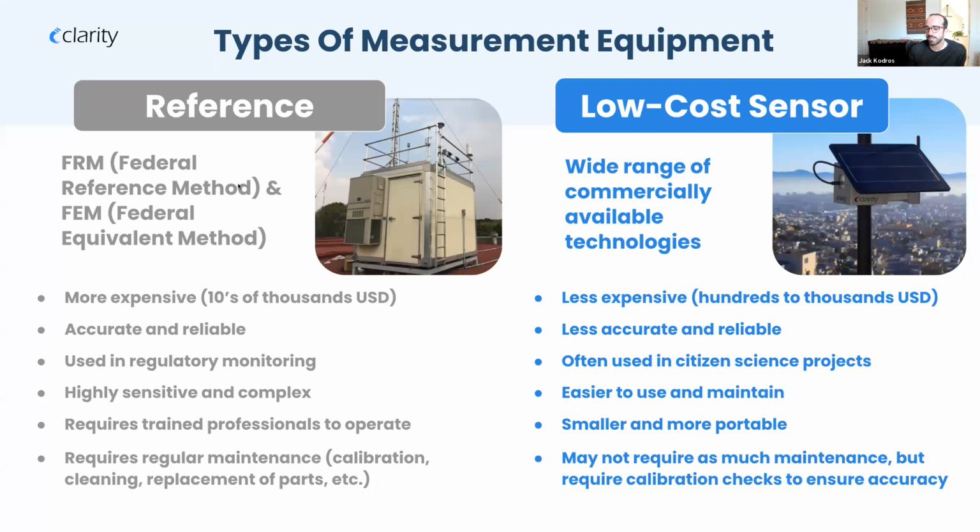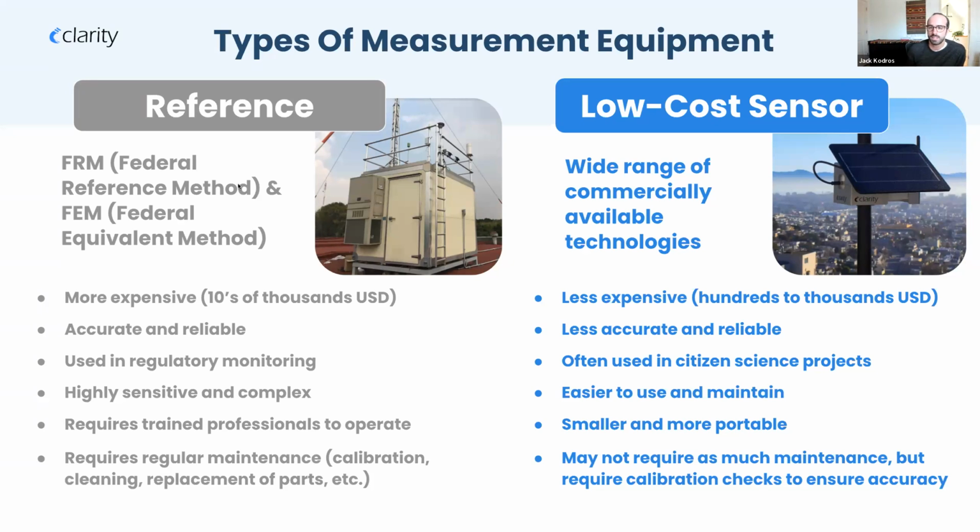But some of the benefits of them is that they're often used in citizen science projects. You don't need to be a trained technician to operate them. They're easier to use and maintain. They're smaller, portable. Our Clarity nodes come with a solar panel, so they don't need to be plugged into a power source. They may not require as much maintenance, but they do require specific calibration checks to ensure accuracy.